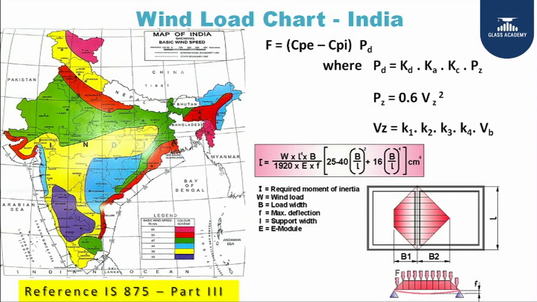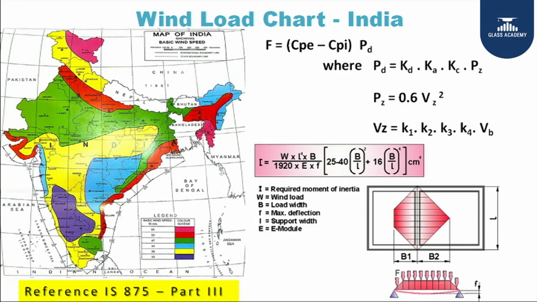There is one more factor in the standard which we need to understand: CPE and CPI, the pressure coefficients, external and internal. This is something we miss many times, and one needs to consider it while designing the wind load for a particular city.